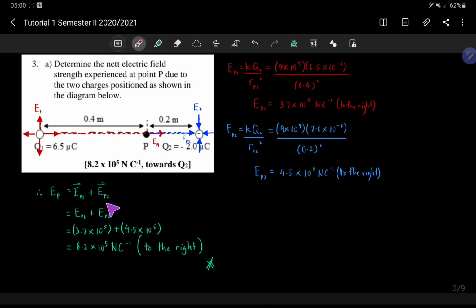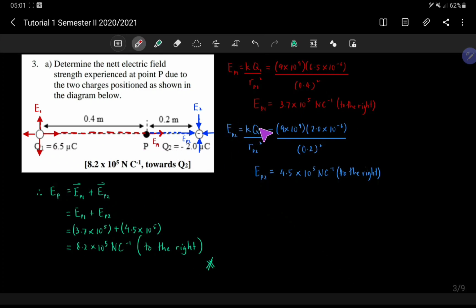Then we calculate EP1 and EP2. EP1 equals KQ1 over RP1 squared. K is a constant, and Q1 is given already. RP1 is the separation between point P and Q1, and the separation given is 0.4. Substitute all the values and you will get the answer, which is 3.7 x 10^5 Newton per Coulomb, directed to the right.